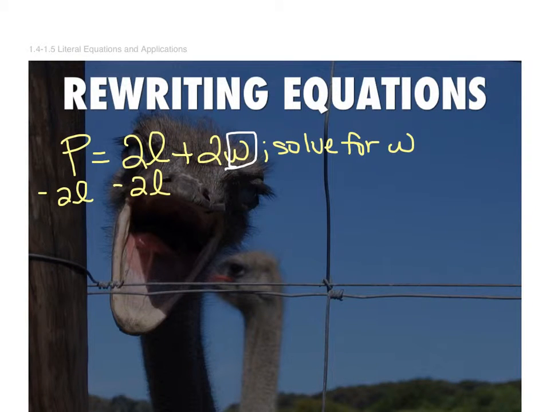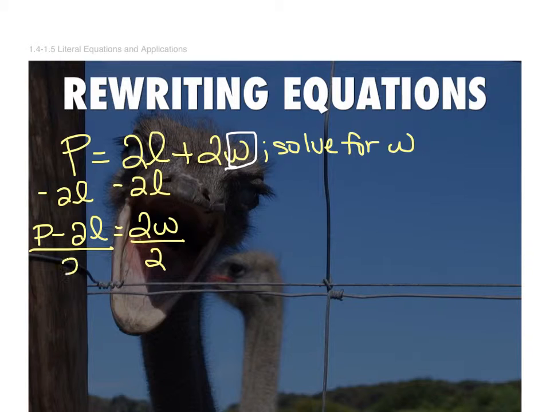And because these are not like terms, just kind of make them like a little choo-choo train here. And then we still have 2W. So again, I want to isolate W. The 2 is being multiplied by the W, so I'm going to divide both sides by 2. And I can either keep this together or separate it. I'm going to go ahead and keep it together first.